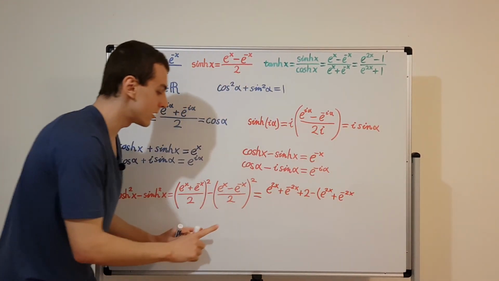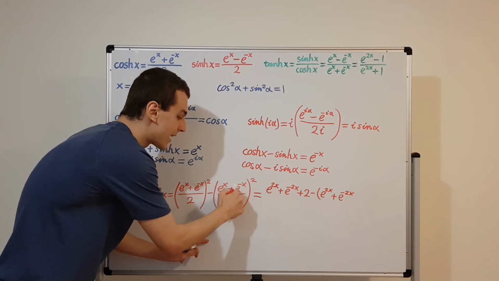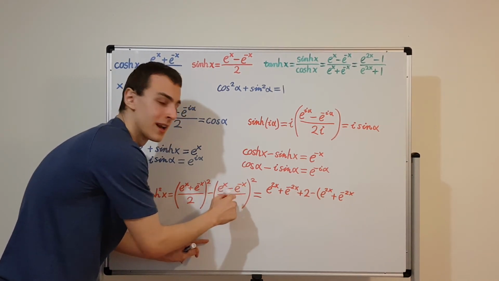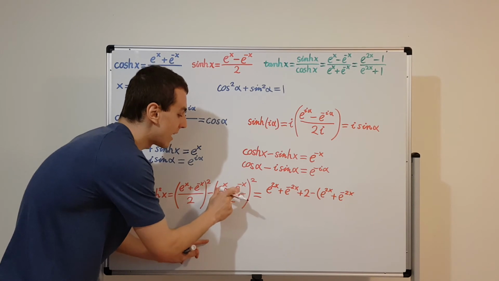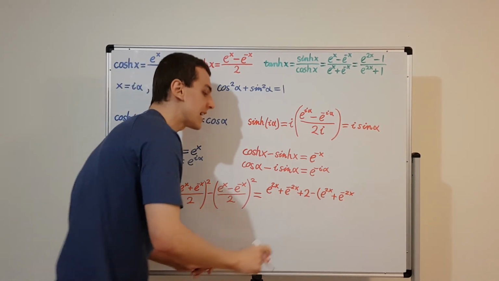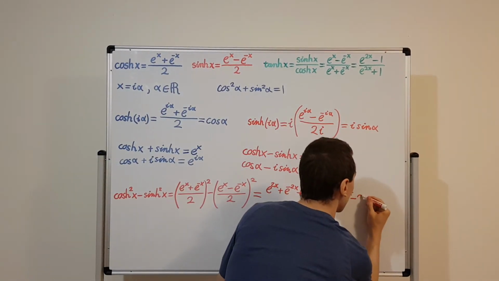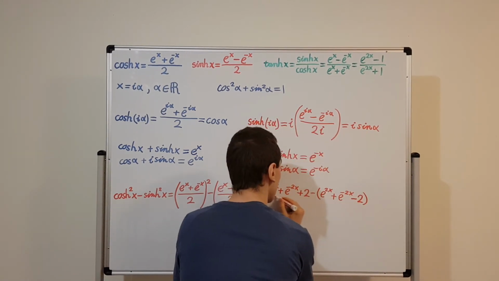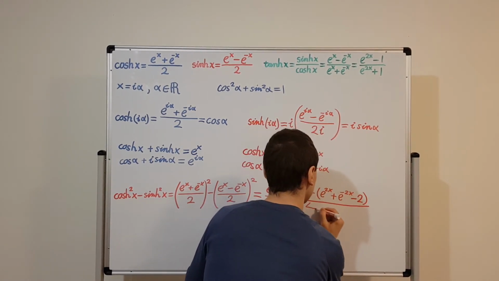But here's the different part. When we multiply this guy by this guy, we're going to get minus 1. And there's going to be 2 versions of that. We're going to get minus 1 and then minus 1. That's going to give us minus 2. So we have minus 2 over here. And this is all divided by 4.